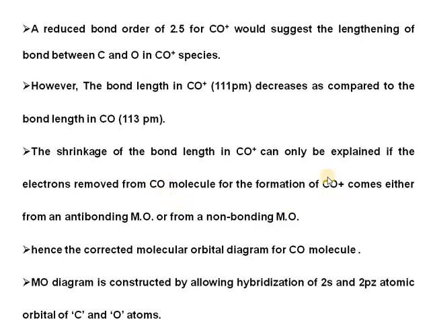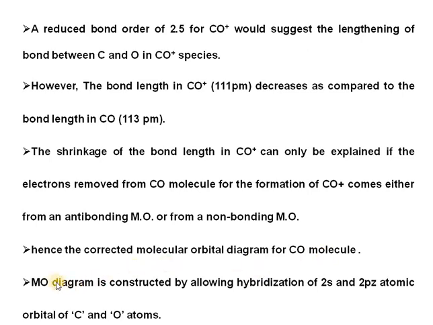The formation of CO plus ions comes either from antibonding molecular orbitals or from non-bonding molecular orbitals. Which orbital does the electron get removed from? This confusion of ours is corrected by using the molecular orbital diagram for the carbon monoxide molecule.